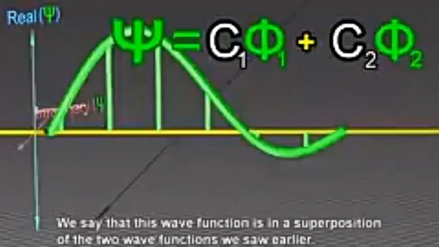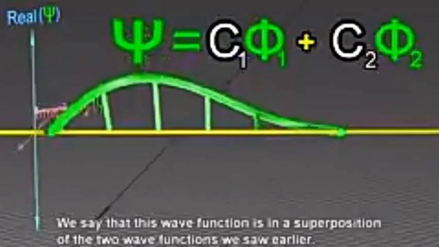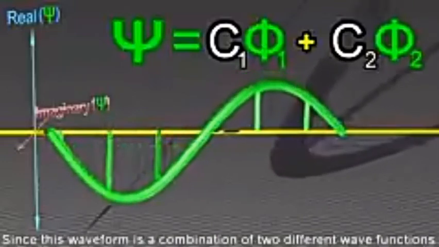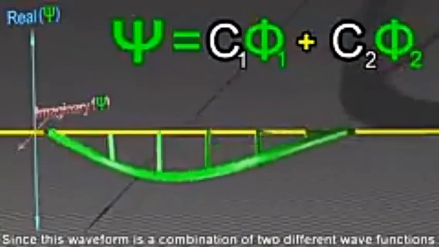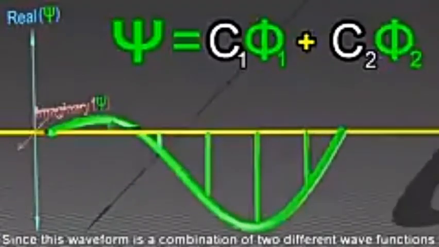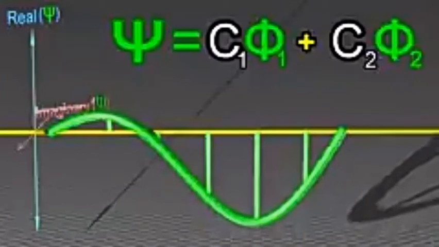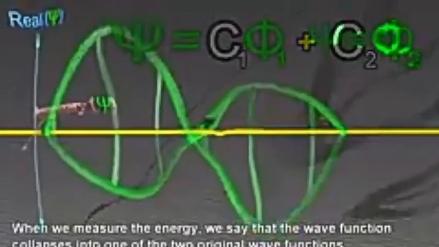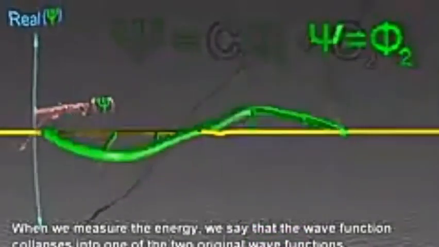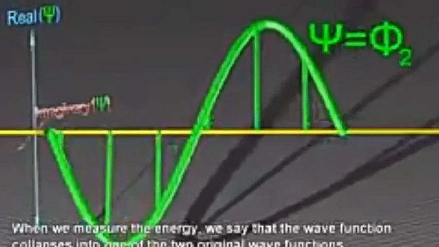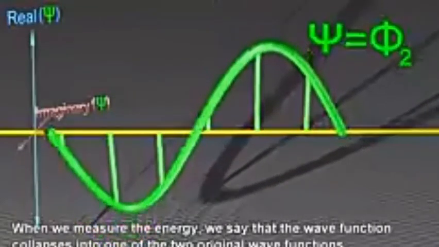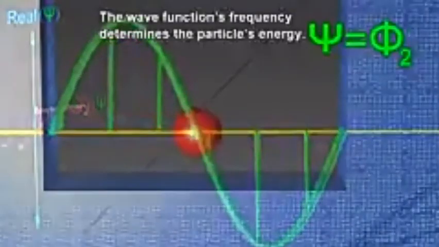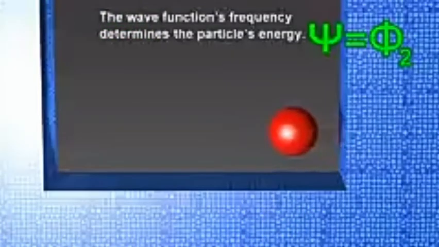We say that the wave function is in a superposition of the two wave functions. Since the waveform is a combination of two different wave functions with different energy levels, the energy of this particle is uncertain. When we measure the energy, we say the wave function collapses into one of the two original wave functions. The wave function's frequency determines the particle's energy.